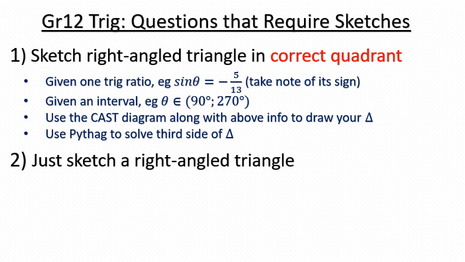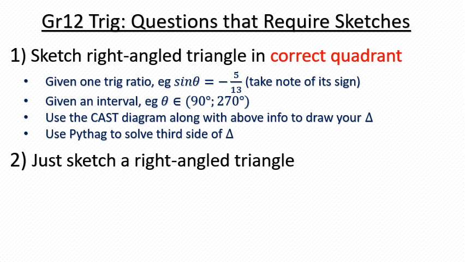So these are the questions. This scenario number 1 is what I like to call the if and interval questions. They'll say if sine theta equals -5/13 and theta lies in a specific interval. So if you see an if and an interval kind of question, then you must realize you need the cast diagram along with those two pieces of information to be able to draw a right-angled triangle in the correct quadrant. Once you have this triangle in the correct quadrant, you use Pythagoras to solve all three sides of the triangle, and then you'll be able to interpret and solve for any question that they throw at you.